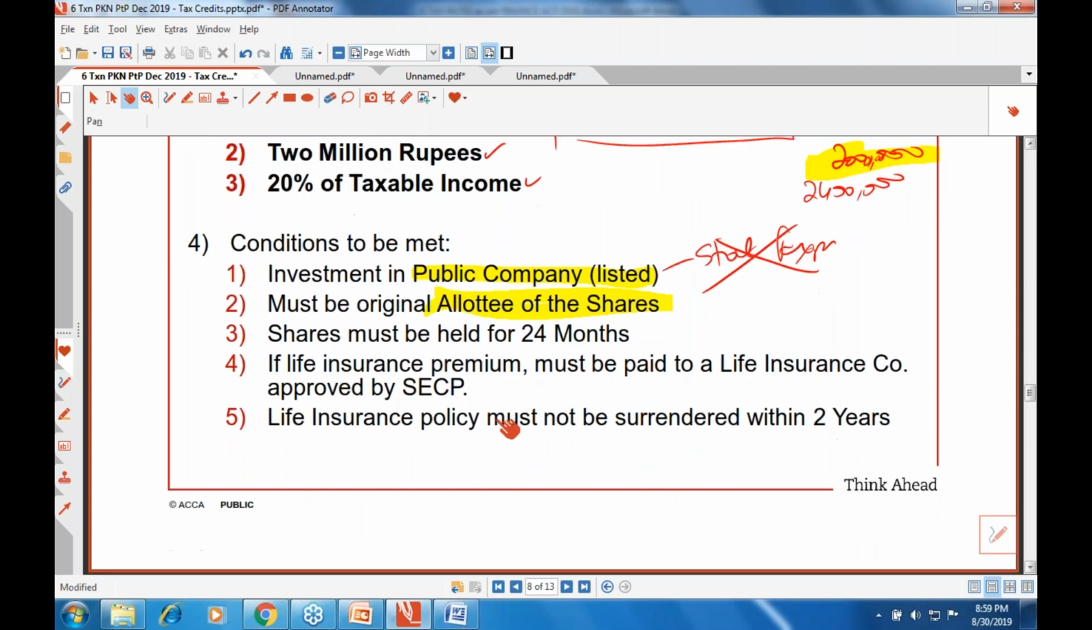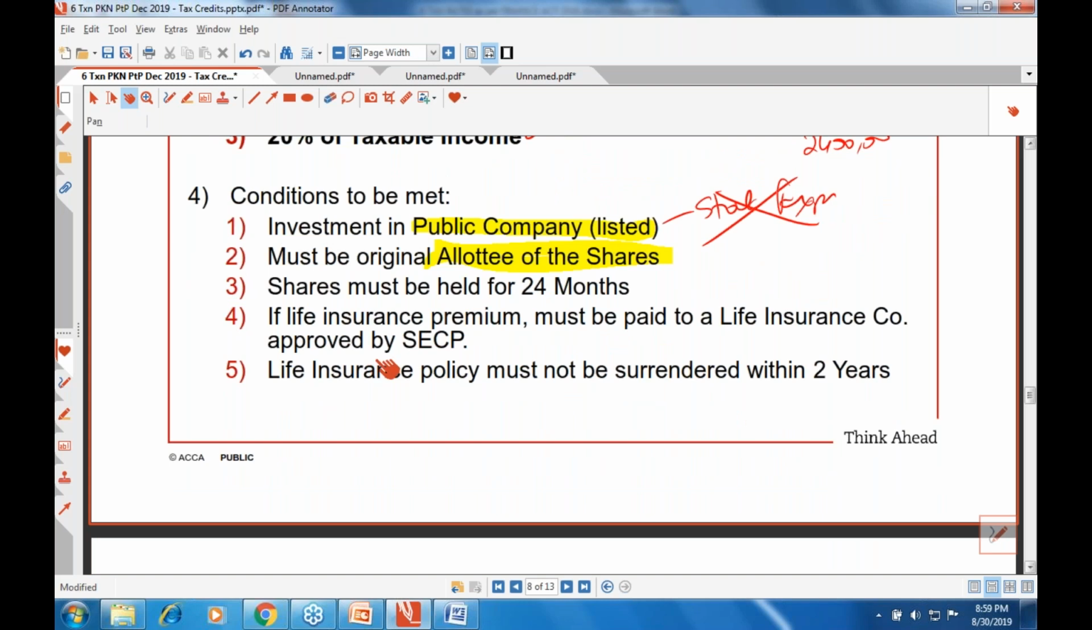Similarly, if we talk about the concept of life insurance, if the life insurance premium is paid to a life insurance company which has been registered, which has been approved by ACCP, you can claim the reduction on that. But if the life insurance company is not approved by ACCP, if it's not registered, then you cannot claim a reduction. Similarly, the policy should not be surrendered within 2 years. Whatever life insurance policy you have obtained, it should be held for more than 2 years. Then you can claim the life insurance premium.